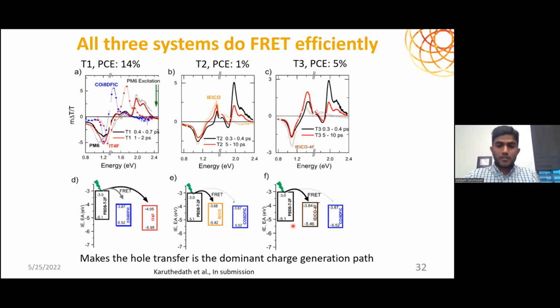So first we started with transient absorption spectroscopy, and we found that energy transfer is efficient in all three systems. Okay, even though this is a complex slide, I can tell you this: we excite PM6.